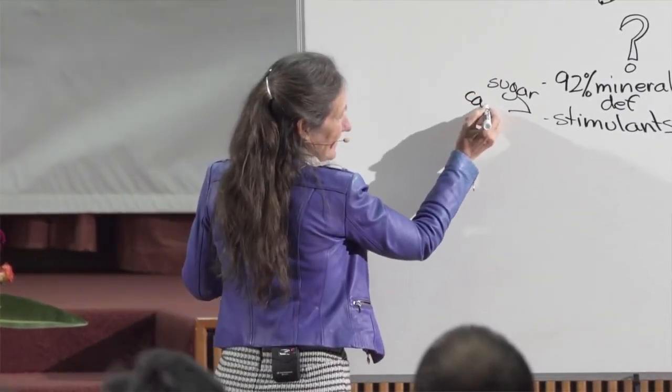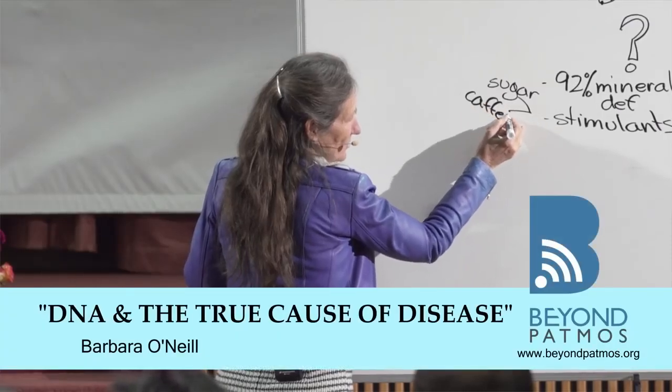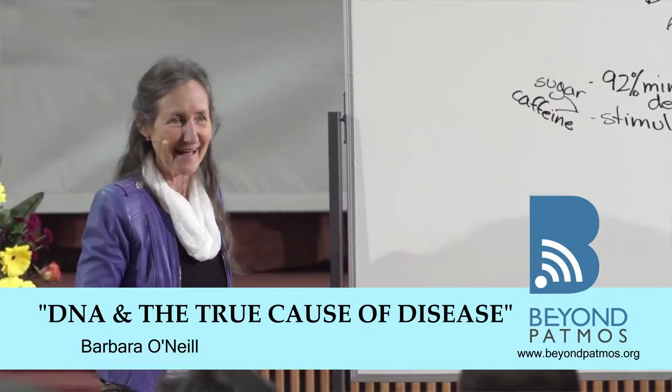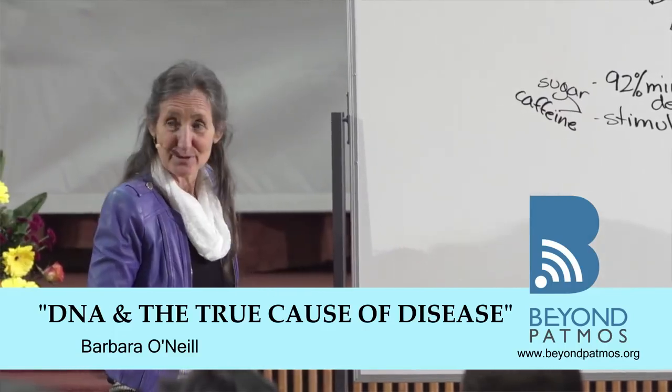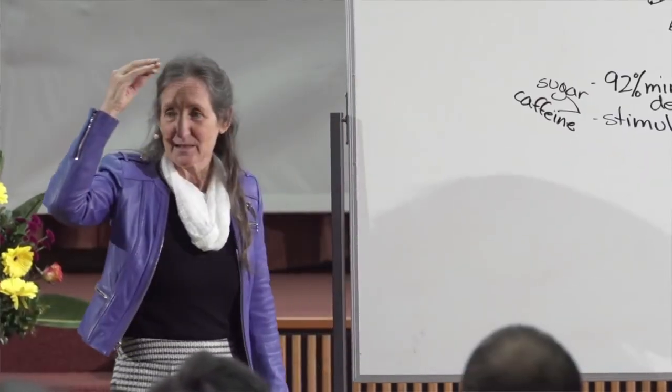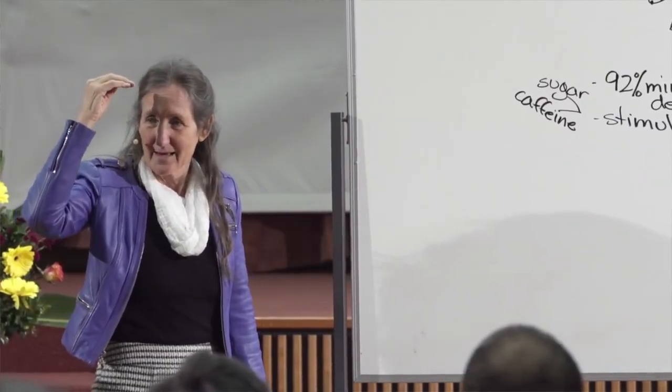Caffeine. We call this one Australia's darling, is that right? What's a darling? Something they love. But most people don't realise that caffeine interferes with the neurotransmitters in the brain. Do you know what that means?